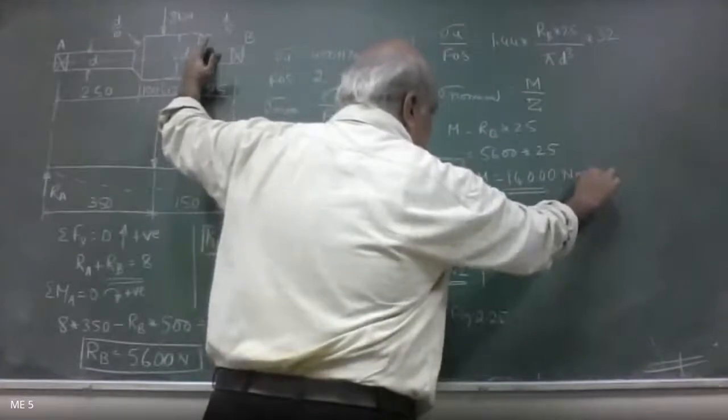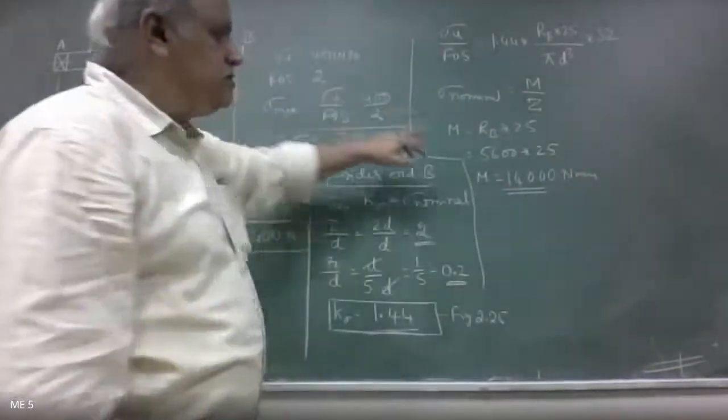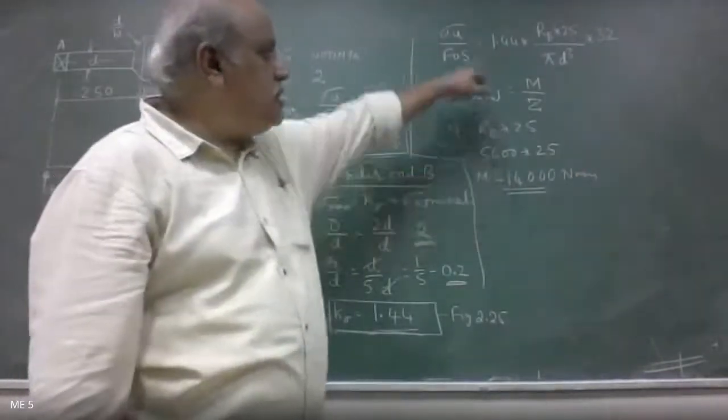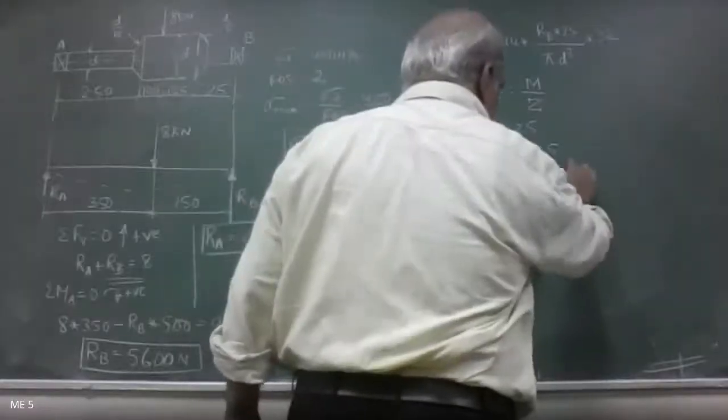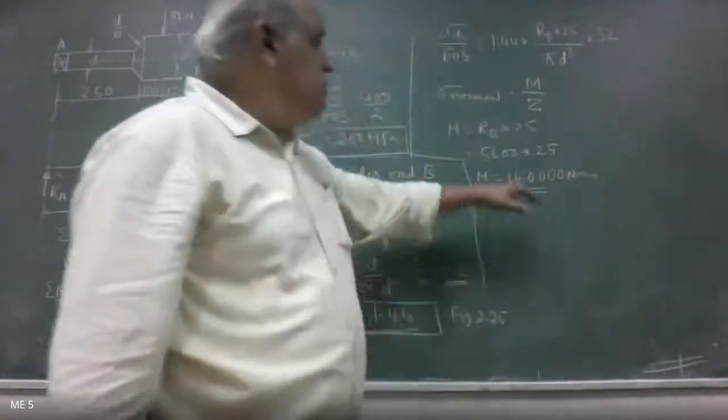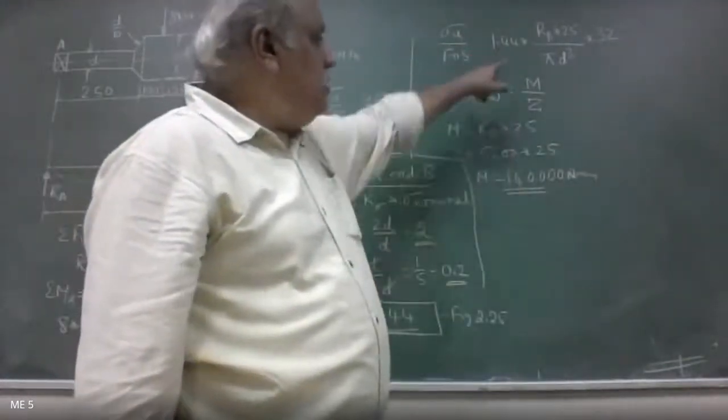14 into 10 power 4. 14,000 Newton millimeter. Okay. So substitute 14,000 Newton millimeter. One more zero will come. 10 power 4, sir. Oh, 10 power 4. One more zero will come there. Okay. So this is the value of bending moment.